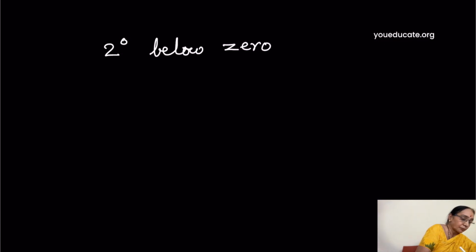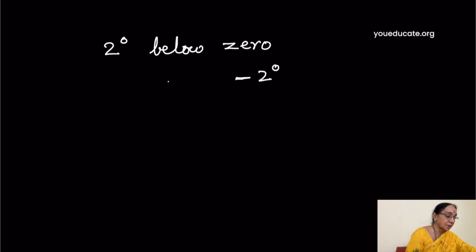How do we write that? 2 degrees below 0. We write that as negative 2 degrees. The negative sign is for below. We take 0 as the mid value, and anything greater than 0 we take as positive, anything less than 0 is negative. So 2 degrees below 0 is minus 2 degrees.